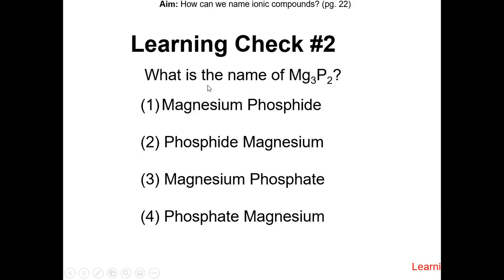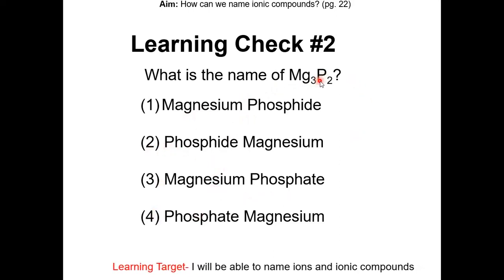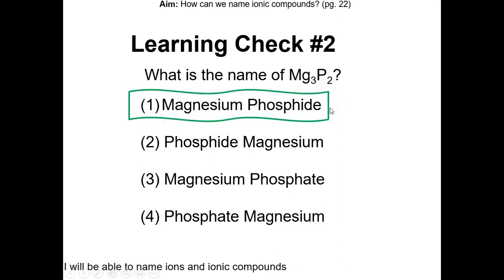Let's do a check of understanding. What is the name of Mg3P2? Pause the video and resume once you have the answer. So magnesium is the metal, so the name can stay the same, and you write the metal first. So 2 and 4 are wrong. P, which is phosphorus, becomes the anion, so that's phosphide. So the answer is choice 1, magnesium phosphide.